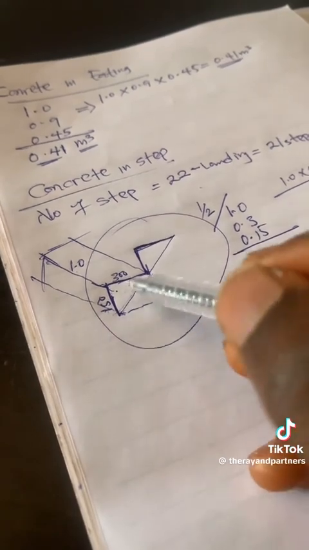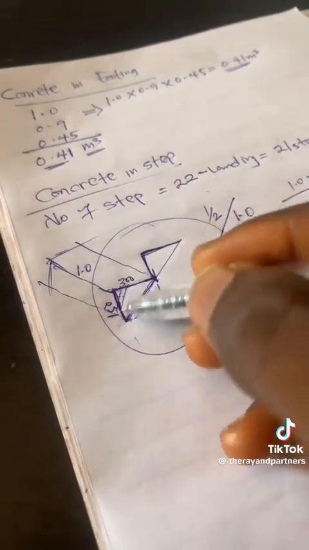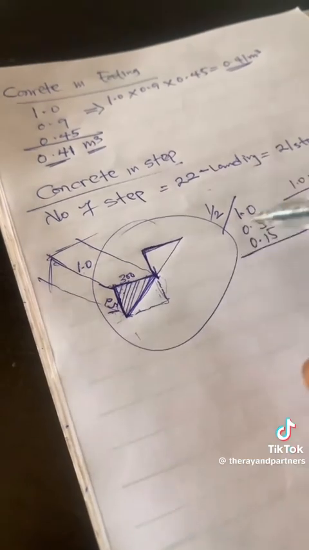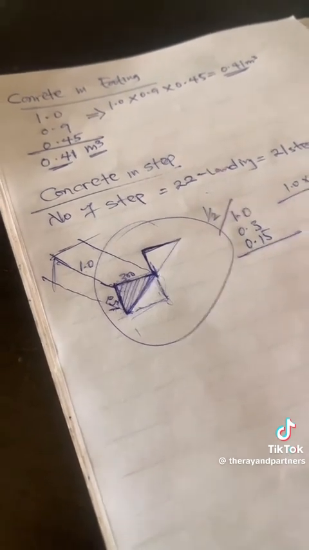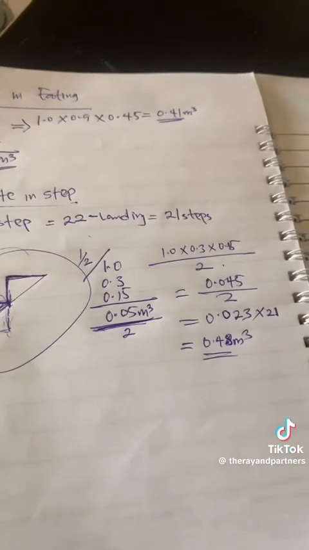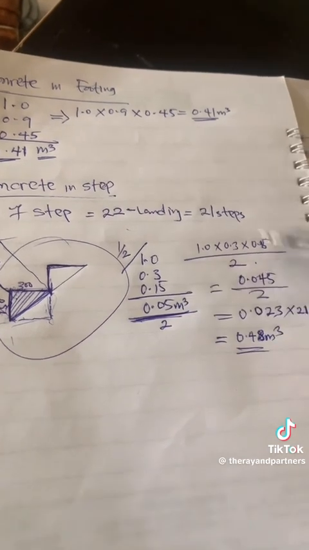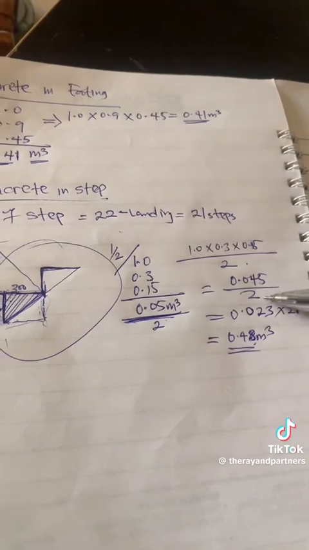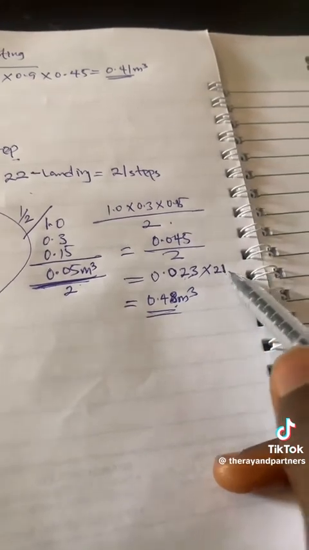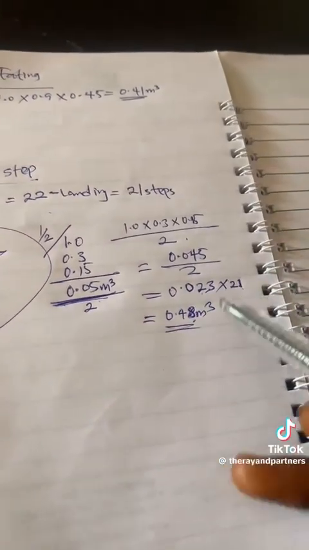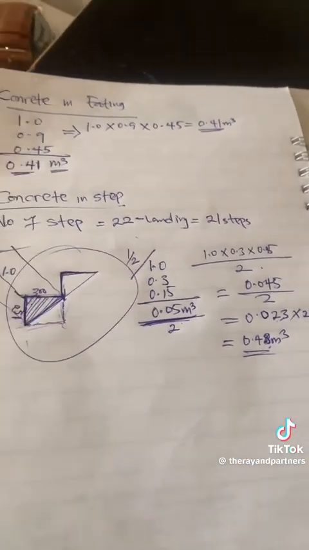which means we are only calculating for the half of this square shape. So we'll calculate for this alone, not this part, but we just use this square shape to get our calculation first, then divide it by 2. So basically we'll say 1.0 times 0.3 multiplied by 0.15, divided by 2 will now give us this. If it's now 0.23, we will now multiply it by 21 steps, the total number of steps we have, which will now give us 0.48 meter cube. So that is for the concrete in steps.